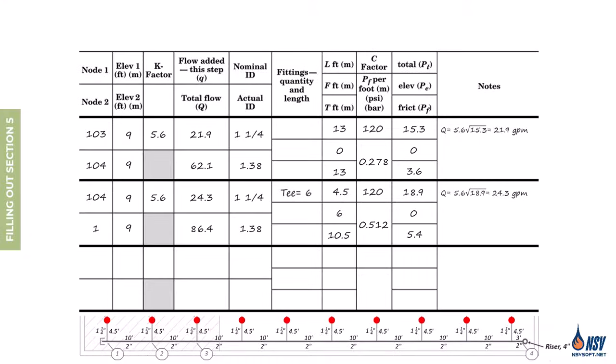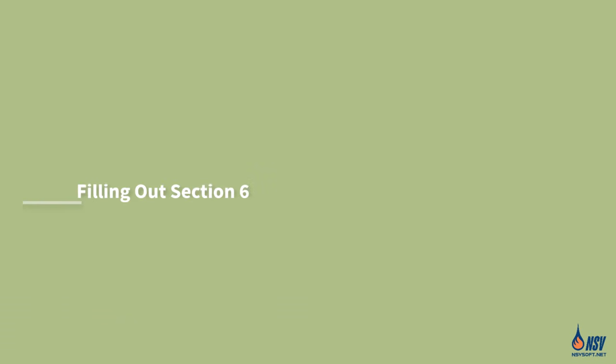For the next section, between nodes 1 and 2, there is no sprinkler at the starting node. In other words, the system flow does not change upstream or downstream of this node. Therefore, the K factor cell remains blank. In this section, the pipe size changes to 2 inches. The remaining cells are filled in the same way as in the previous sections.